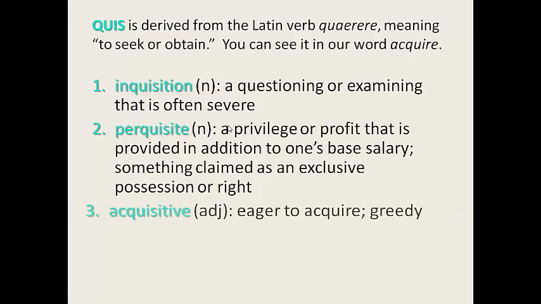The third term is acquisitive. It's an adjective, and it means eager to acquire, greedy. One example of using it in a sentence, we could say, with each year the couple became more madly acquisitive, buying jewelry, a huge yacht, and 2 country estates.